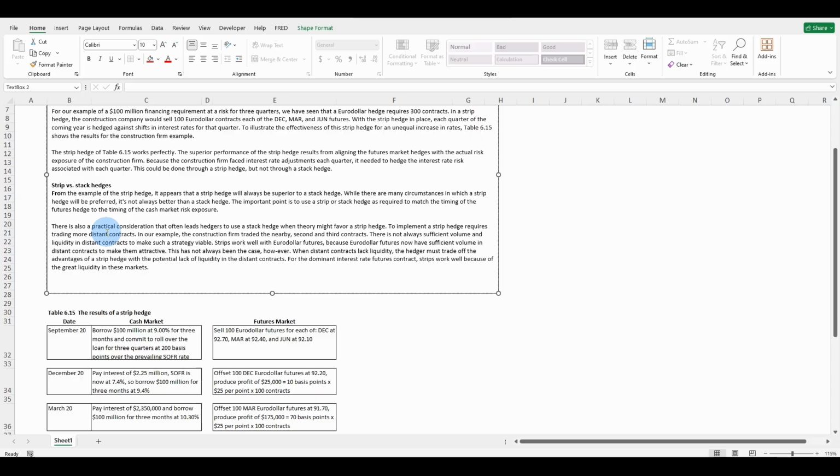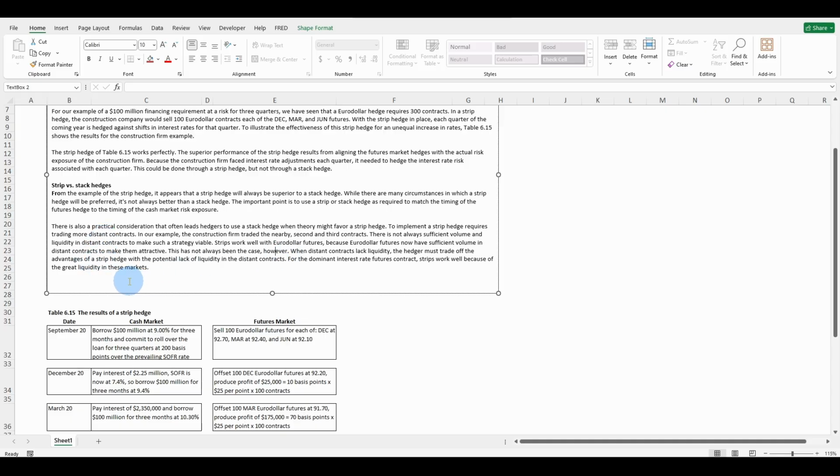There's also a practical consideration that often leads hedgers to use a stack hedge when theory might favor a strip hedge. To implement a strip hedge requires trading more distant contracts. In our example, the construction firm traded the nearby, second and third contracts. There's not always sufficient volume and liquidity in distant contracts to make such a strategy viable. Strips work well with Eurodollar futures because Eurodollar futures now have sufficient volume in distant contracts to make them attractive. This has not always been the case, however.